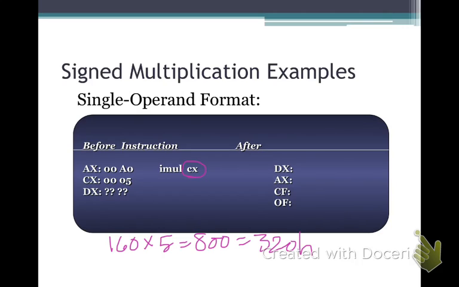My result is going to go in DXAX. My result is 32-bit since this is a 16-bit multiplication, so it will automatically go in DXAX. The high order portion will be zeros. The low order portion will be my result. Since the high order portion is zero, carry flag and overflow flag will both be 0.